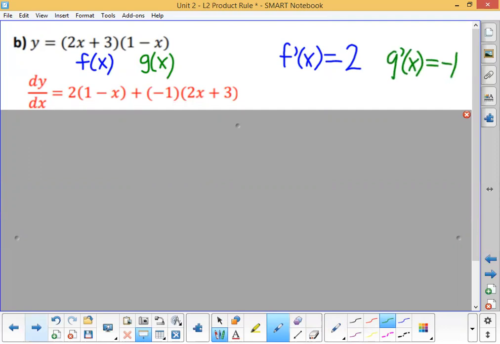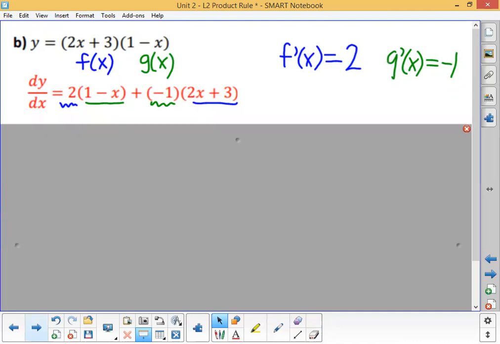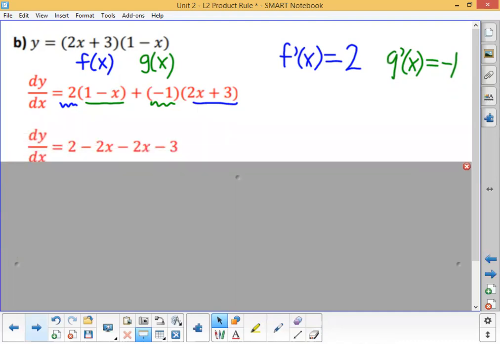So I have my negative 1, I have my positive 2, and I have my original first function and original second function. So I'm going to repeat my rule again. The derivative of the first function times my original second function, plus the derivative of the second function times my original first function. After this point, we have the distributive property.